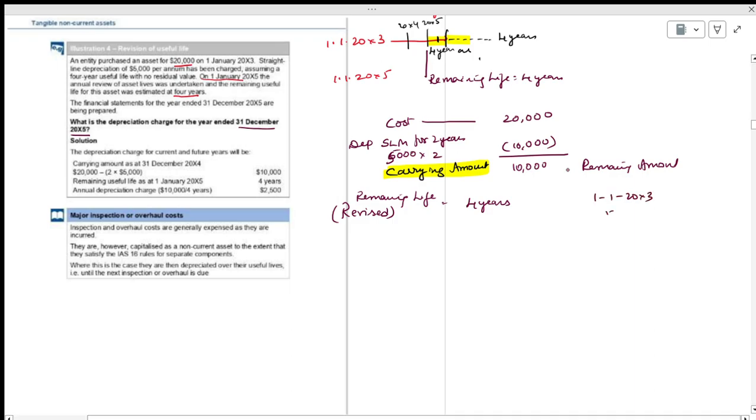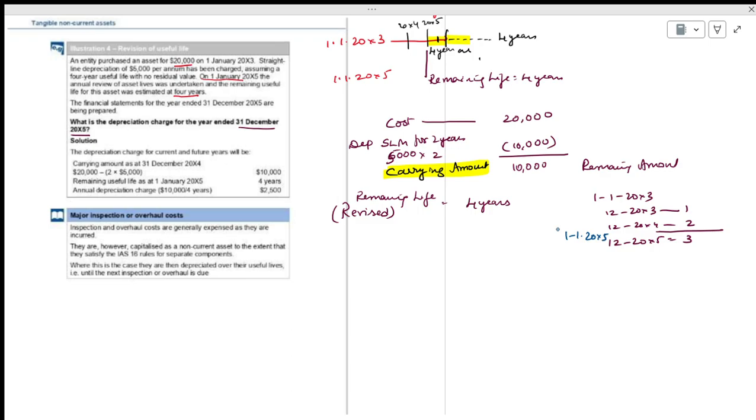1/1/2003 to 12/2003 is 1 year. 12/2004 is 2 years. 12/2005 is 3 years. When they revalued on 1st January 2005, the remaining life is going to be 4 years.